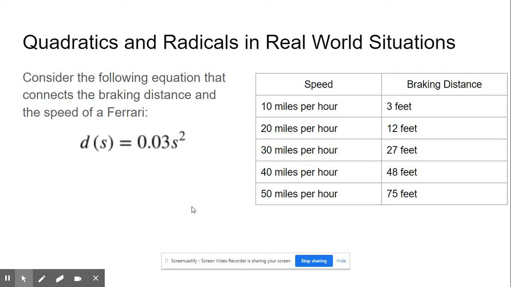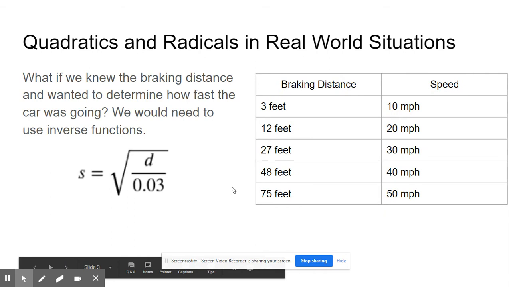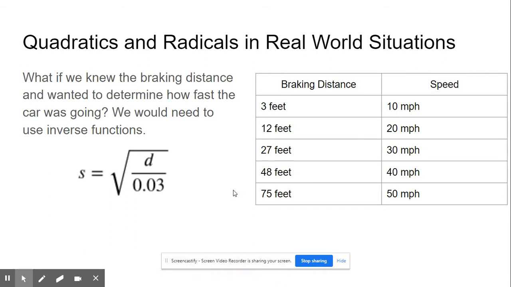So consider the following equation that connects the braking distance and the speed of a Ferrari: d(s) equals 0.03 s squared. For the speed at 10 miles per hour, the braking distance would be 3 feet. At 20 miles per hour, 12 feet, et cetera, down to 50 miles an hour, 75 feet. But what if we knew the braking distance and wanted to determine how fast the car was going?